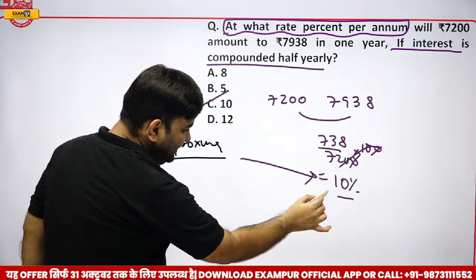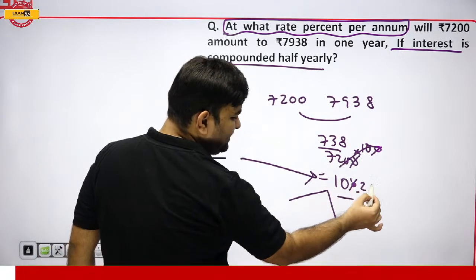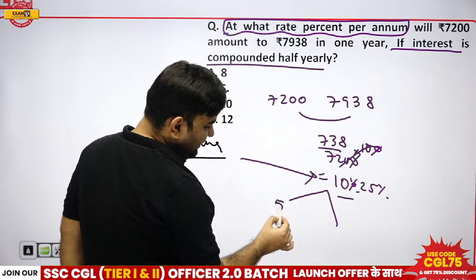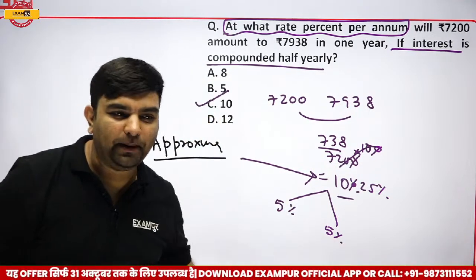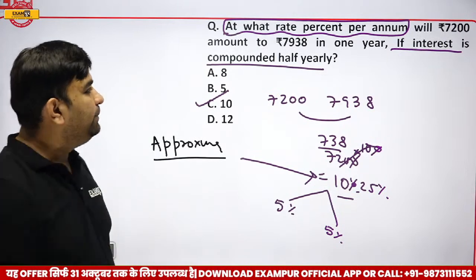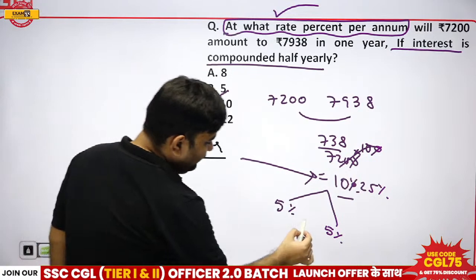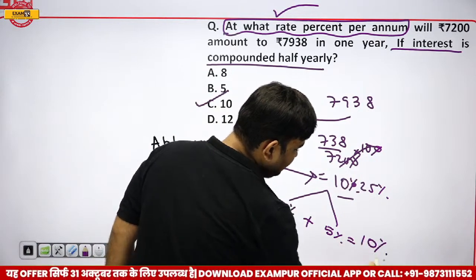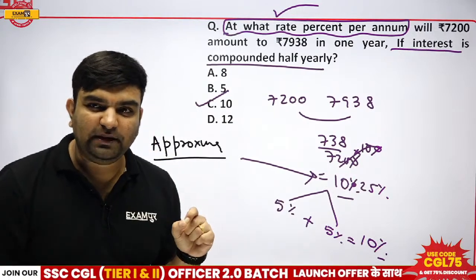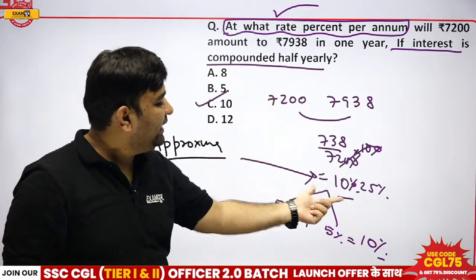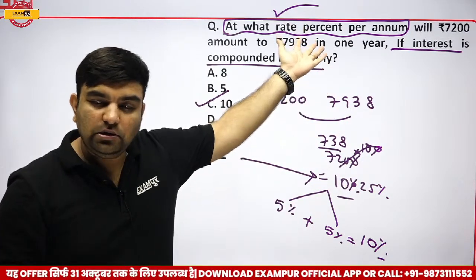So 10%, guys, when I broke into two half yearlies, 10 point something, 10.25%, I think you would be getting the interest. It is 5% per half yearly. But they are asking per annum. So 5 plus 5, 10% per annum is the rate. If you are a little bit smart, you are getting 10% interest in 1 year, so my rate is also 10%.